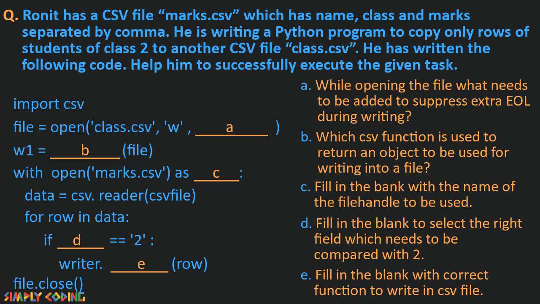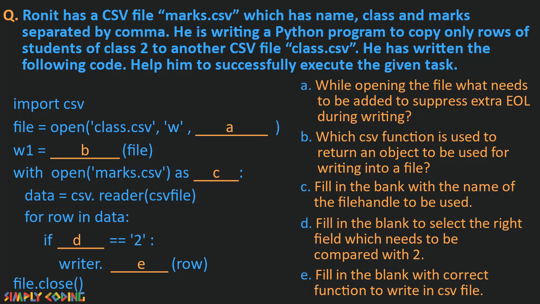Let's see another question like this, where you have to write selective rows. Like, Ronit has a CSV file marks.csv which has name, class and marks separated by comma. He is writing a Python program to copy only rows of students of class 2 to another CSV file class.csv. He has written the following code. As a programmer, help him to successfully execute the task. Here also, the program is given to you and some questions are asked.